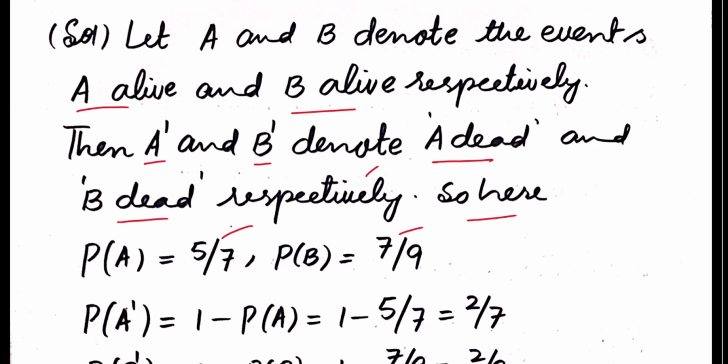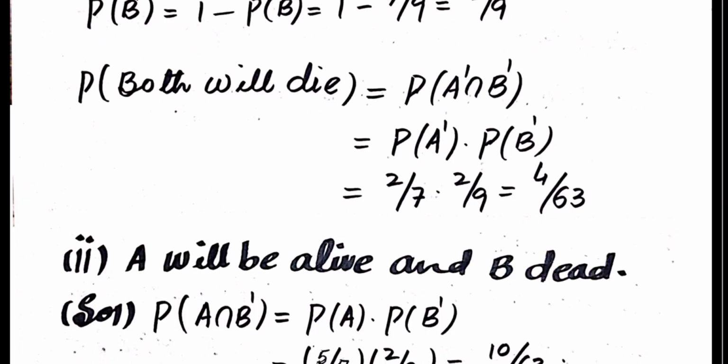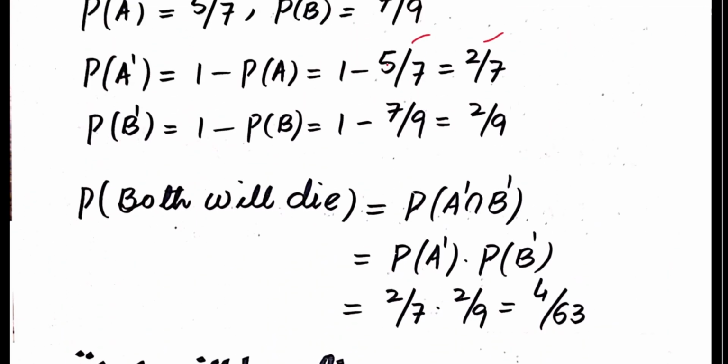Probability that A will be dead is the probability of A complement, that is 1 minus probability of A, 1 minus 5 over 7, which is 2 by 7. B will be dead: probability of B complement, 1 minus probability of B, this is 2 by 9. We have to find the probability both will die. Both will die means neither A alive nor B alive, that is probability of A complement intersection B complement.